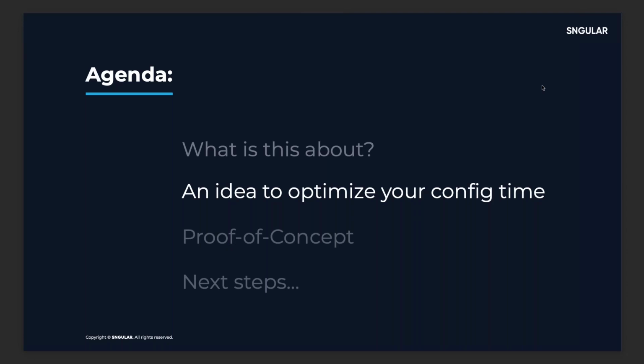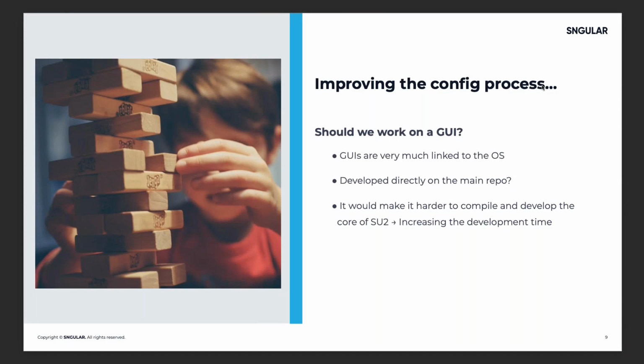So we thought about it and we said, maybe there's an idea to optimize this config. And the first thing that came out was the GUI, right? I remember there had been talks about having a GUI and so on, but GUIs are very much linked to the operating system that you're working on. And also they will have to go straight into the main repo. Probably user time will go down, but developing time will go up by a lot because it will be all integrated. So we thought, this is not what we'll go for if it was for one of our customers.